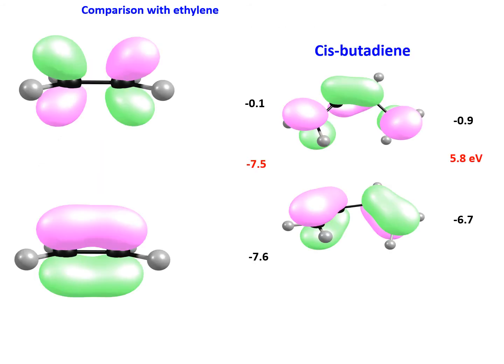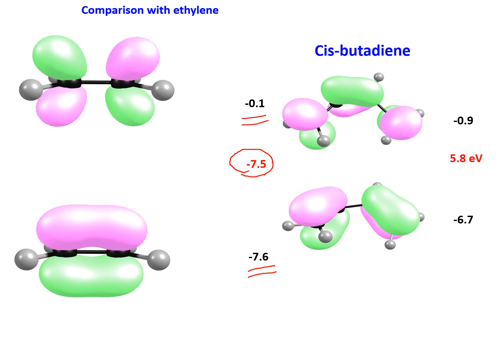Before we proceed further, I want to discuss with you one more aspect, and that is the aspect of energy of the molecular orbitals. If you look at the ethylene molecule, the bonding orbital is at minus 7.6 electron volts, and the antibonding orbital is at minus 0.1 electron volt. The gap between the two orbitals is minus 7.5 electron volts. You can just say that the gap is 7.5 electron volts. There doesn't have to be a minus sign.